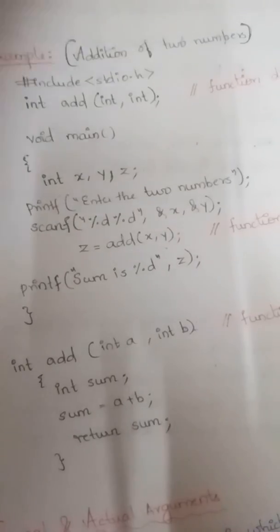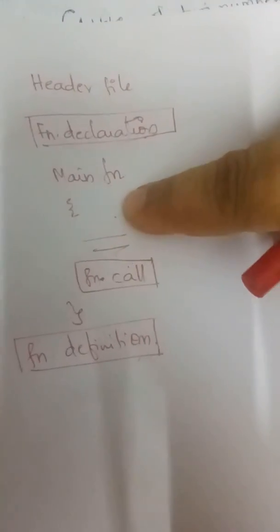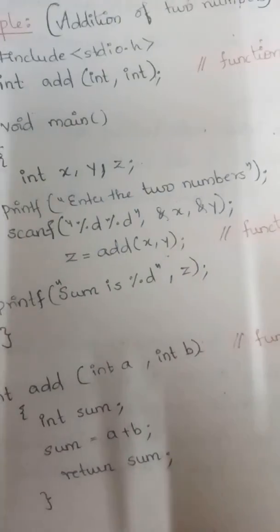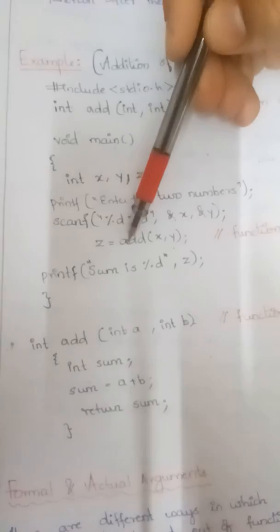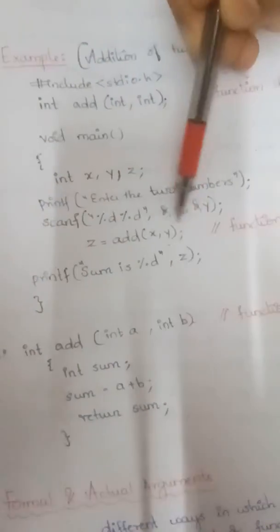Yes, I told you, here the header file we have already declared. Then the main function, inside the main function we have got the input. Then you have to do the function call. So here you are doing the function call. How to call a function? The syntax is function name and argument list.